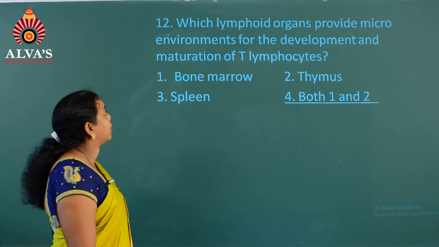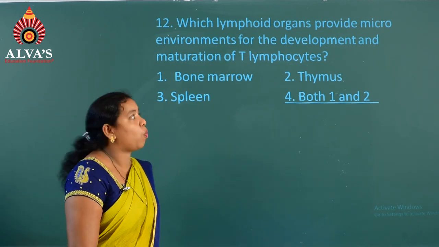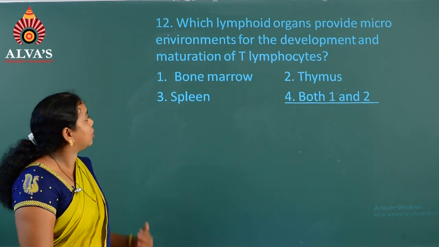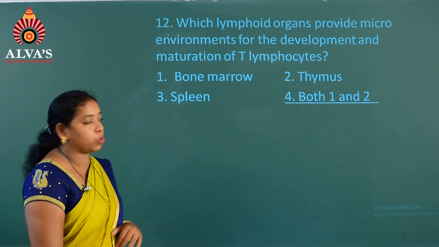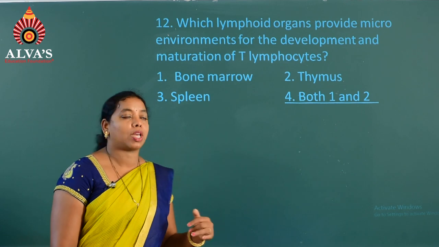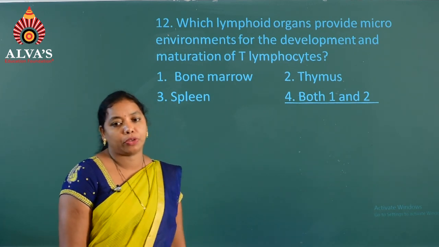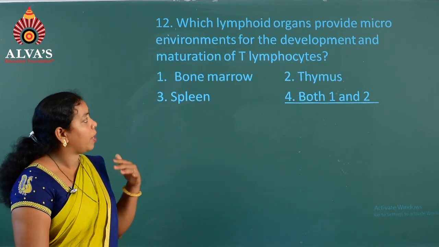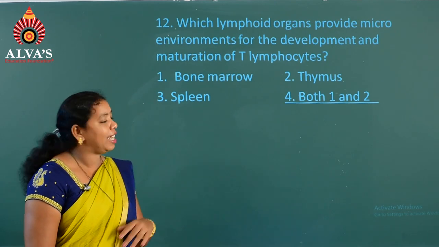Going to discuss the next question, that is the 12th one. Which lymphoid organs provide a microenvironment for the development and maturation of T lymphocytes? The first option is bone marrow, second is thymus, third is spleen, and fourth is both 1 and 2. So here the question is, which lymphoid organ provides the microenvironment for the development of T lymphocytes?